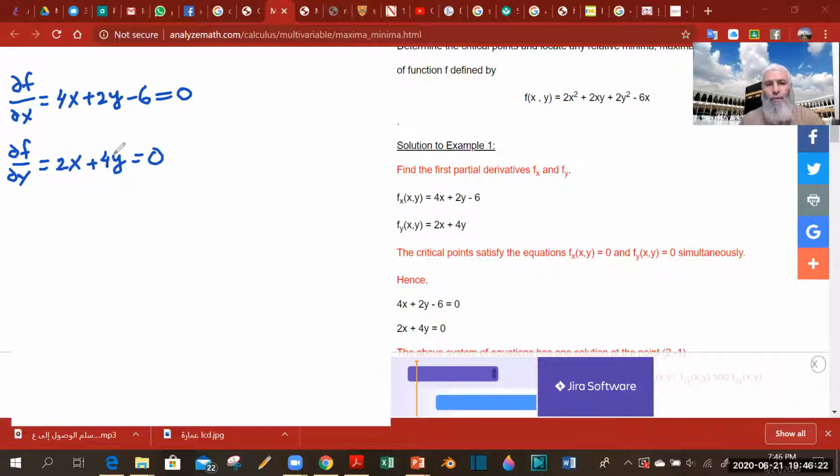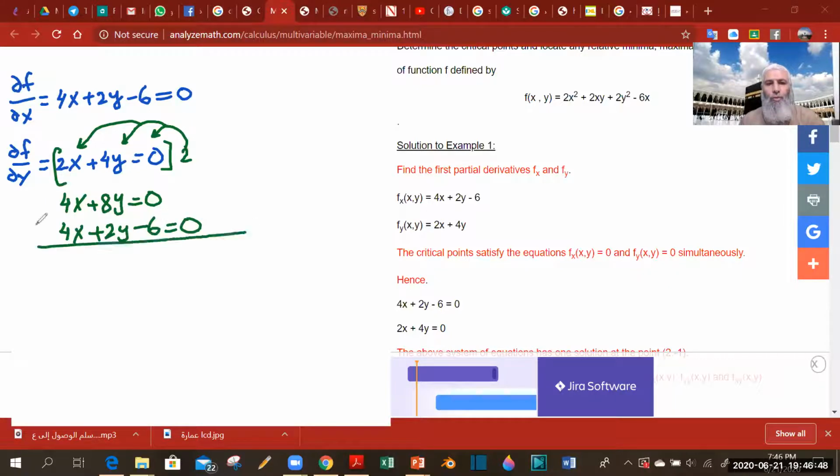To solve these two equations, we need to eliminate x. This is 4x and this is 2x. We can multiply this function by 2, so the 2 is multiplied here and here and here. So this will be 4x plus 8y equal to 0. And this function is 4x plus 2y minus 6 equal to 0. We can subtract these two functions.